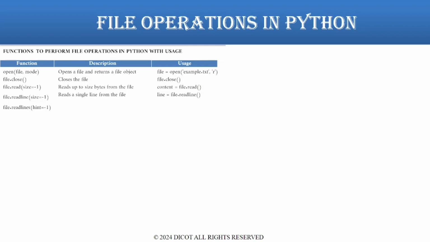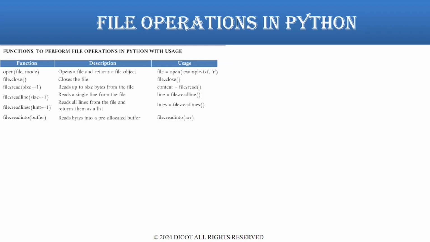File.readLines reads all lines in the file and returns them as a list of strings. If hint is specified, it reads up to hint lines. Example: lines = file.readLines(). File.readInto reads bytes into a pre-allocated buffer. Example: file.readInto(ARR), where ARR is a buffer that could be created by importing the array module.